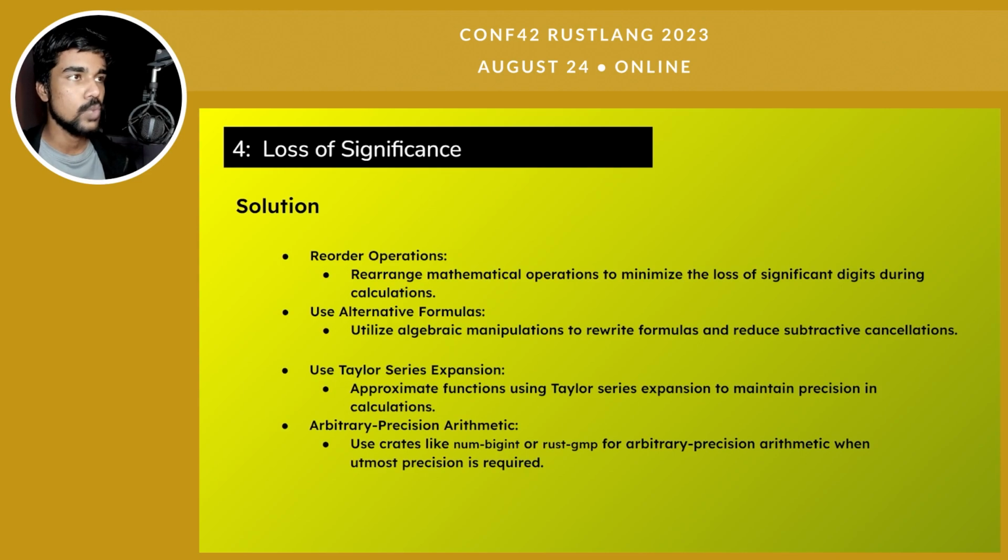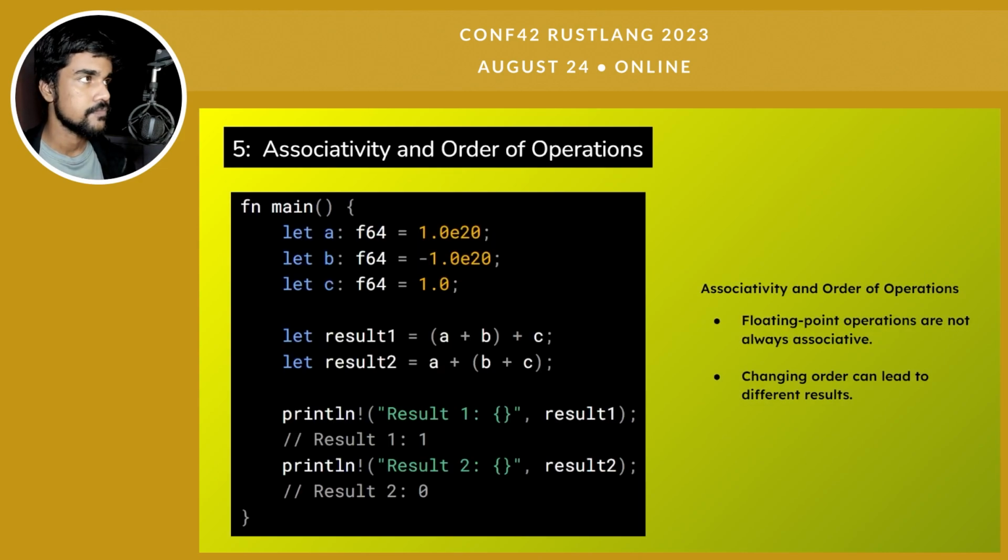So this is one of the very clever techniques we have for avoiding loss of significance. Another one is to use arbitrary precision arithmetic, the one which we saw in the case of limited precision ones. So you can still use these if you require it.